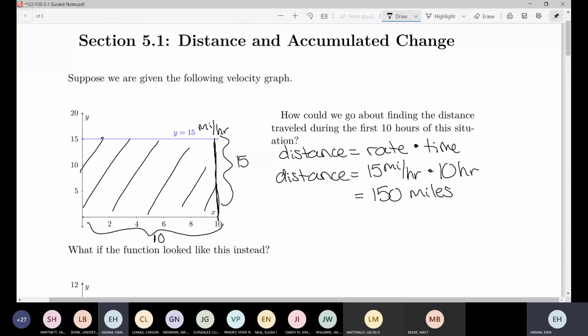That is not a coincidence. That's kind of the point that we're going to lead up to. The distance that we just found is actually represented in that graph as the area underneath of that velocity function. And I think it's easy enough to see here because it's a rectangle. So if we go for 10 hours at 15 miles an hour, we just have this box. 10 times 15 would give us 150. So the 150 is kind of appearing in here as our area.